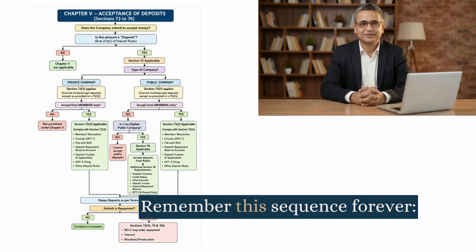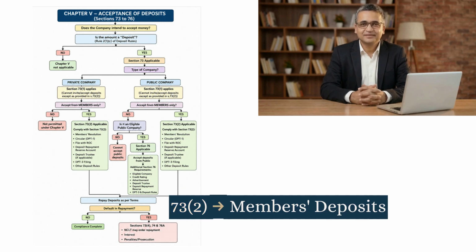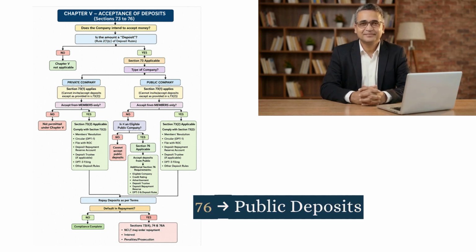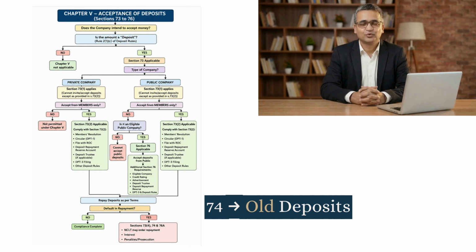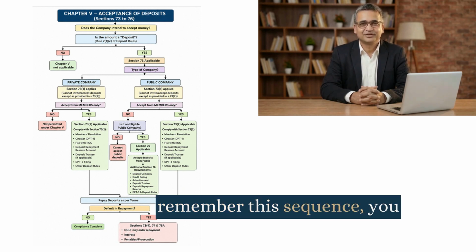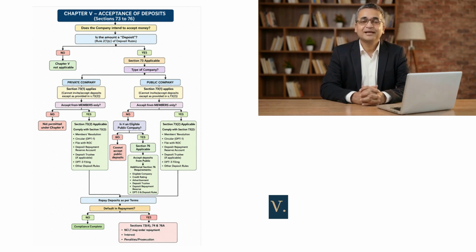Memory trick. Remember this sequence forever. 73(1) is the general rule, 73(2) is members' deposits, 76 is public deposits by eligible public companies, 74 is old deposits, 75 is fraud, 76A is punishment. If you remember this sequence, you can solve almost every examination question from Chapter 5.